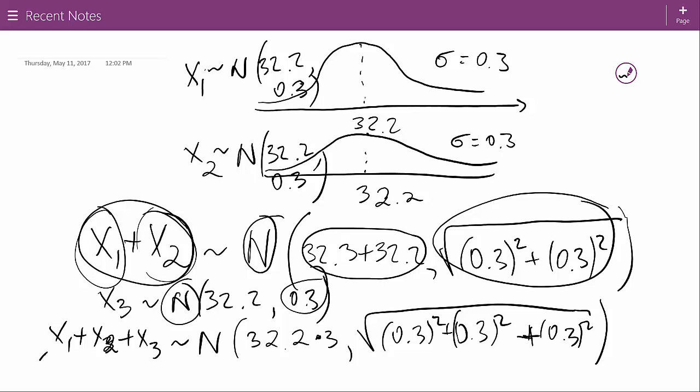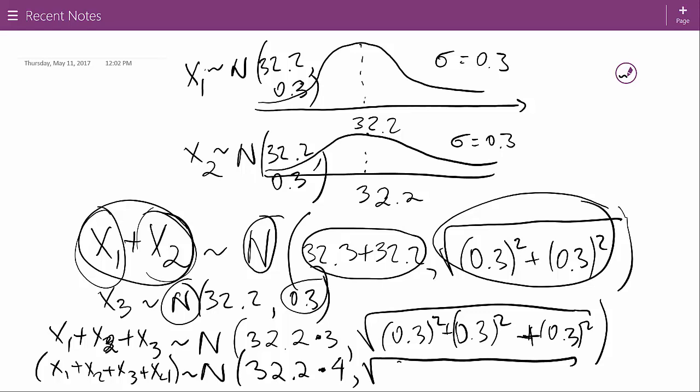So therefore, if I'm looking at the total of 4 bottles, x1 plus x2 plus x3 plus x4, it's going to be normal. What kind of mean am I going to have? 32.2 times 4. And the standard deviation is going to be the square root of 0.3 squared taken how many times? 4 times. So that's how the distribution of the total of all 4 bottles is going to look. Like I said, it's not a pretty way, but theoretically we should get the exact same answer. It's just another way to approach the exact same problem, nothing more.